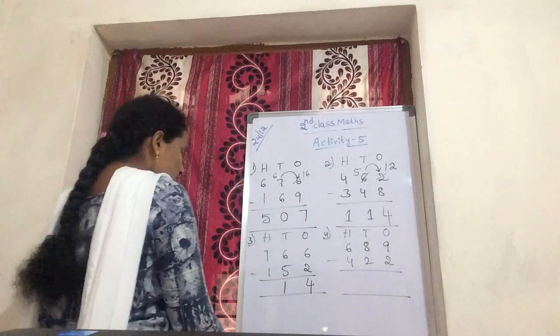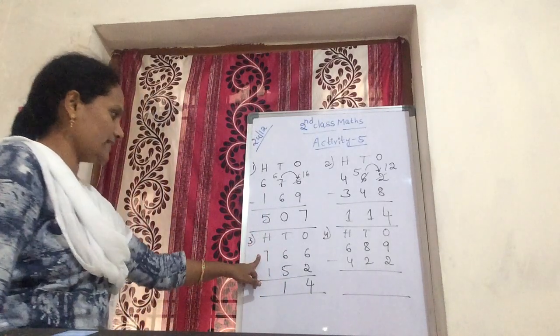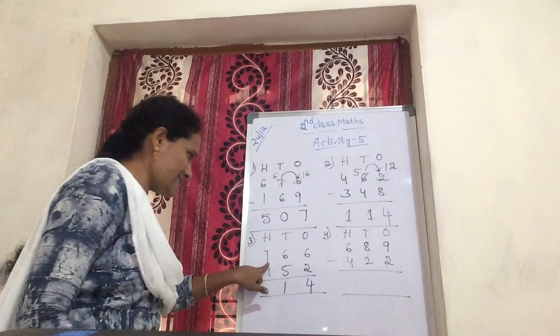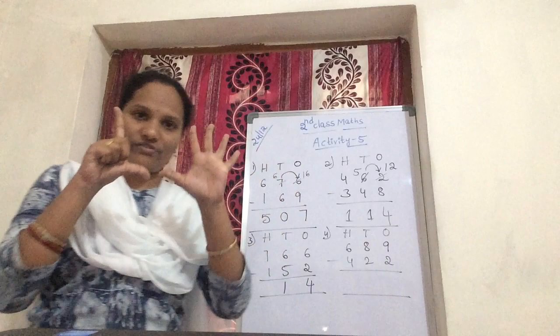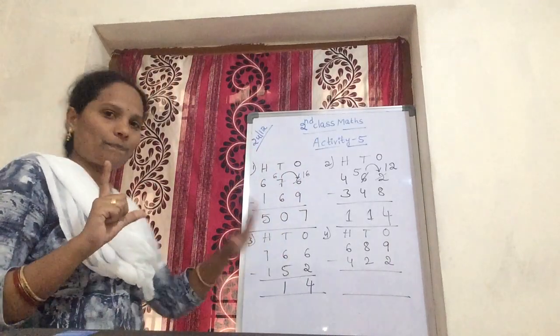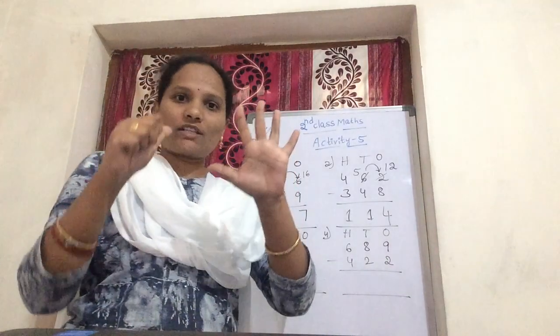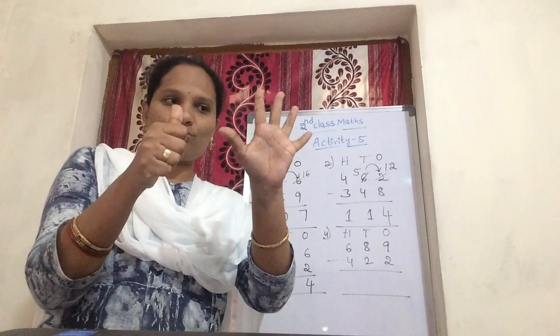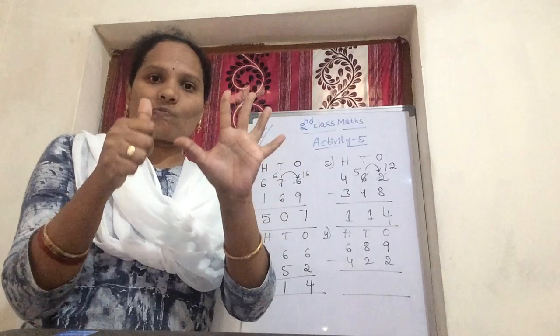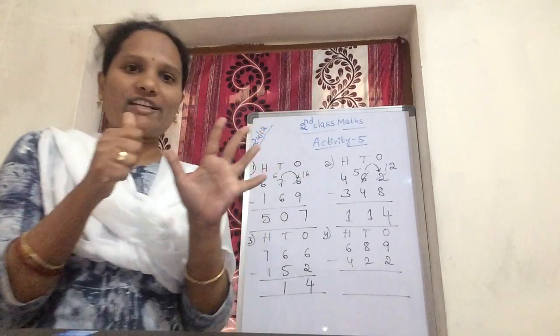Now next one, hundreds. In hundreds, what is there? 7. So you are taking how many? 7 lines or 7 fingers. So you are removing only a single one. So still here how many are there? Count it. 1, 2, 3, 4, 5 and 6. Okay, total how many? 6. What is your answer? 6.